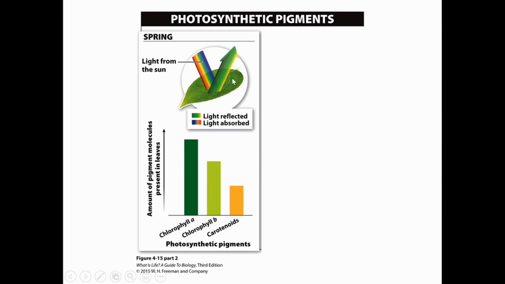So light from the sun is going to have all these different wavelengths together, but we're only going to absorb the blues and the reds and reflect more of the yellows and the greens, giving our leaves that green appearance.